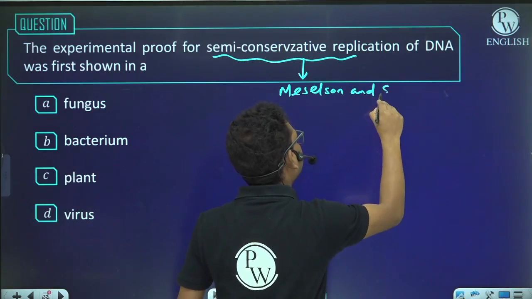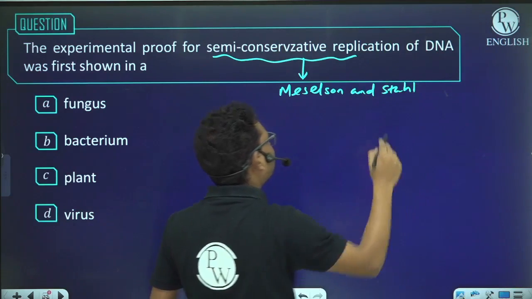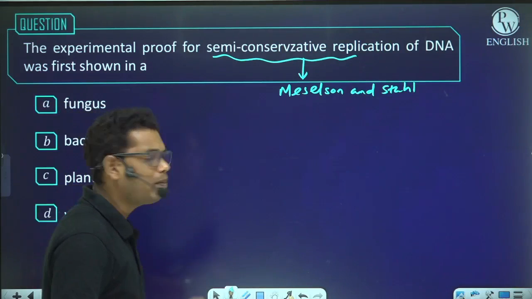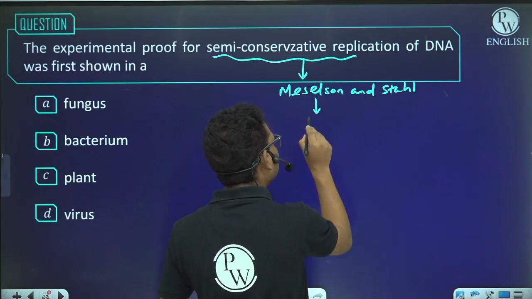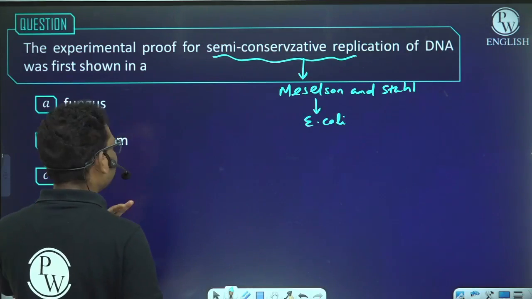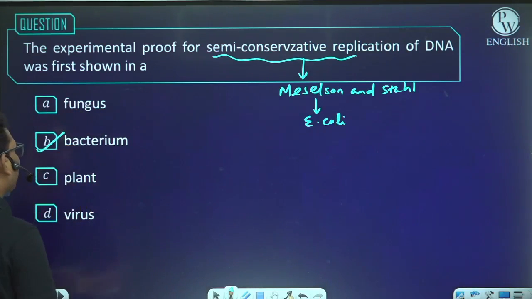These were the two scientists who for the first time experimentally proved that the DNA replication is semi-conservative, and they experimented in the organism E. coli. Where did they experiment? In E. coli. And what is this E. coli? This is a bacterium. So the answer is going to be B.